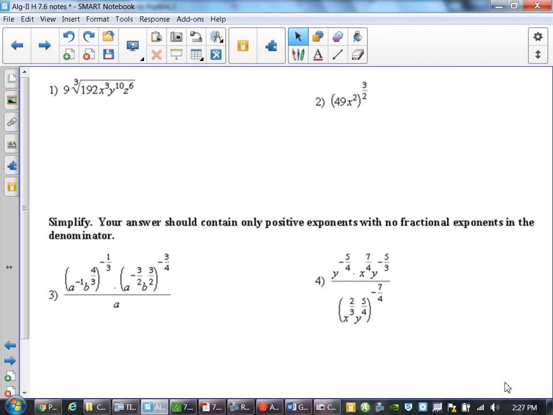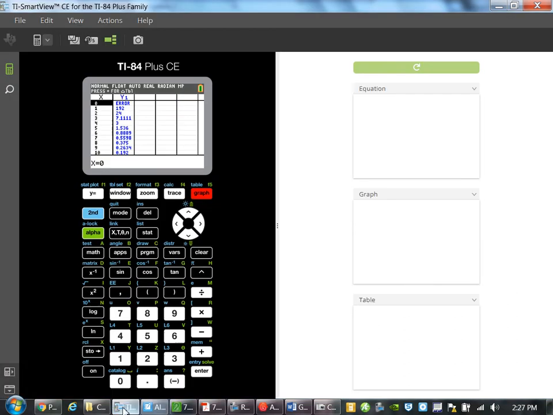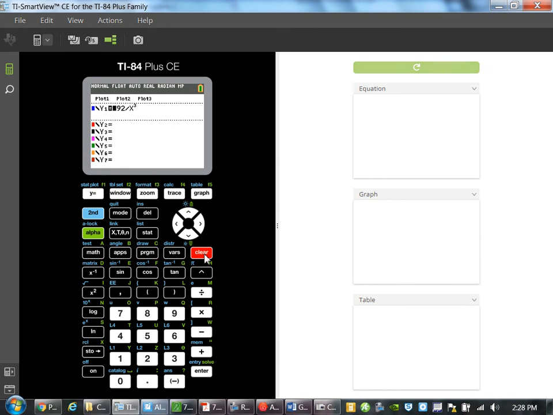Yeah. You're shaking your head. Remember how do you find the perfect square root? Well, take your calculator out. Go to your y equals. And I want to put in 192 divided by x cubed. That's the shortcut to allow you to figure out where your perfect cube root would be.